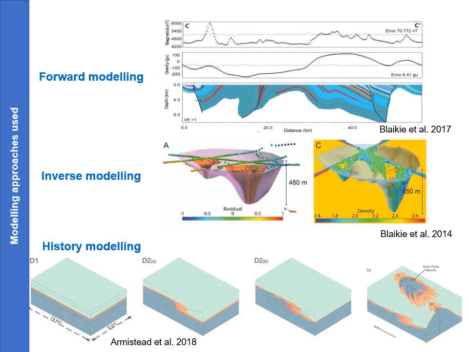And the example that you see here is from Cherie Armisted's honours project, where she constructed a fold interference pattern of the North Portia deposit and its related geology, and used that three-dimensional model to calculate and assess the geological history.